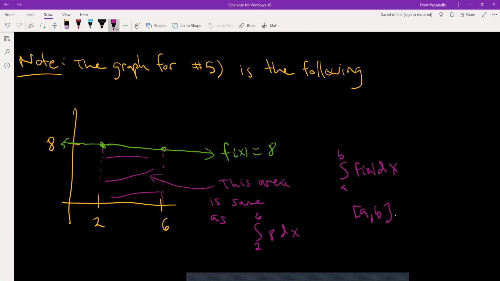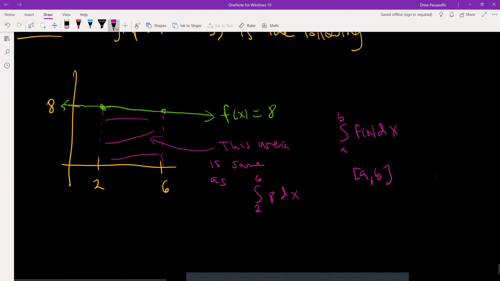2 is called the lower limit of integration, 6 is called the upper limit of integration. But the point is that I go from 2 to 6 for the function f of x equal to 8. Since our function is positive, we're finding the area that's represented in purple. We're finding that rectangle. Going from 2 to 6 is the base, and the height of it is 8.